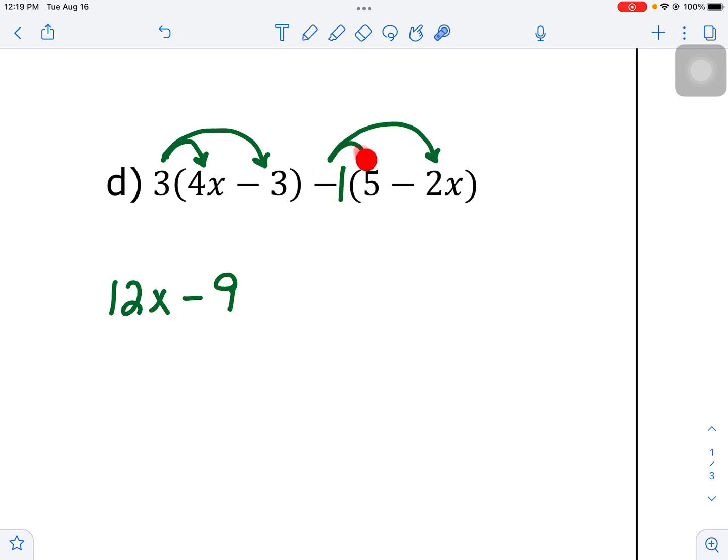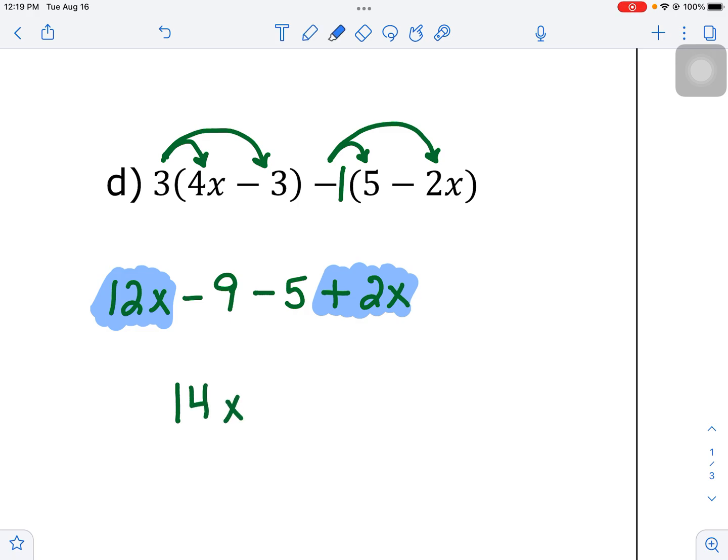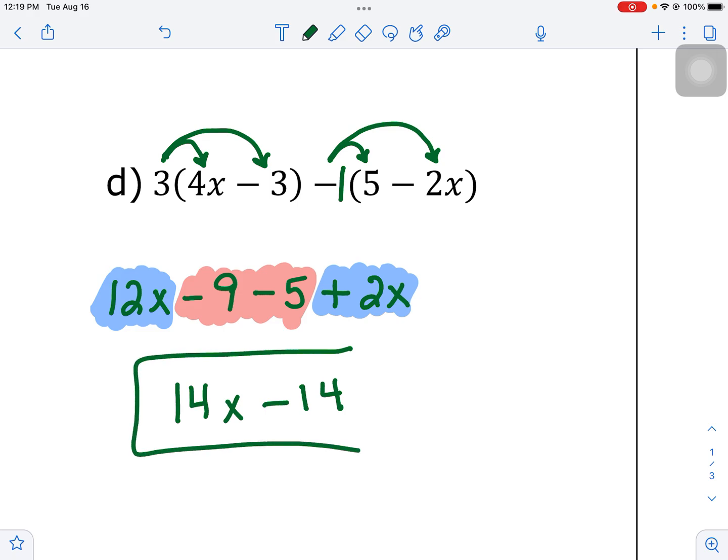So I have negative 1 times 5, which is negative 5. Then I have negative 1 times negative 2, because remember the sign in front tells you whether it's positive or negative. Negative and negative is positive, 2x. Now we combine our same terms, same variable, same exponent. So 12x plus 2x, 12 plus 2 is 14, leave the x. Then I got negative 9 minus 5, negative 9 minus 5 is negative 14, and you are done.